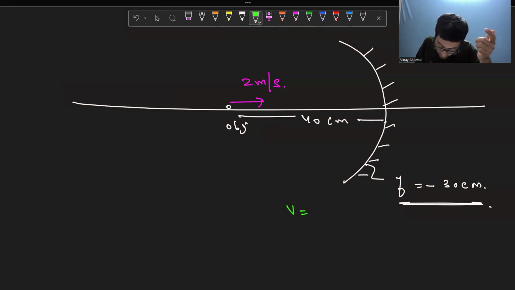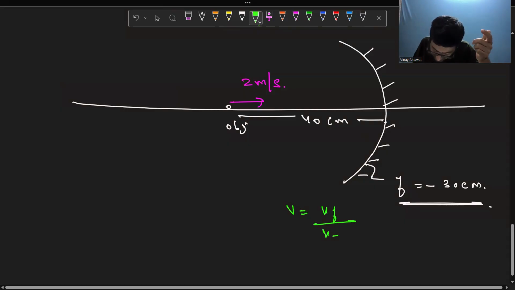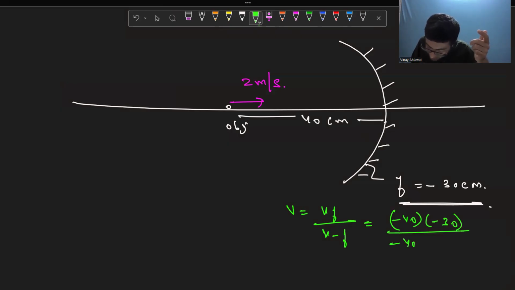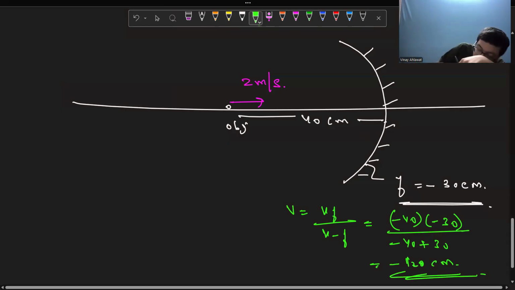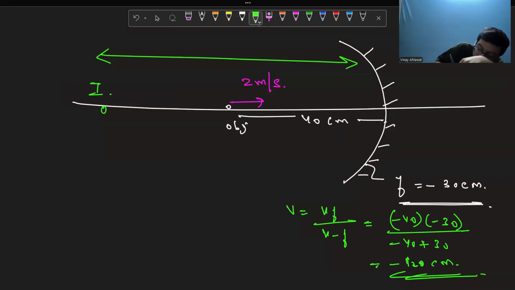V is equal to uf upon u minus f. So u is -40, f is -30, upon -40 minus plus 30. That's going to be -120. Is that fine? So image is at this point, and this is 120 centimeter. Agreed?